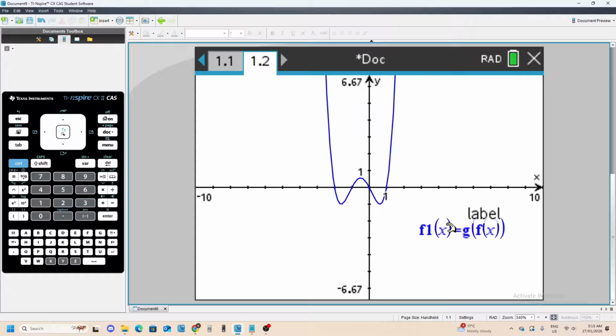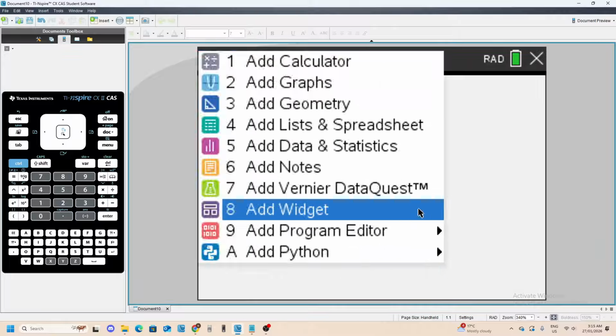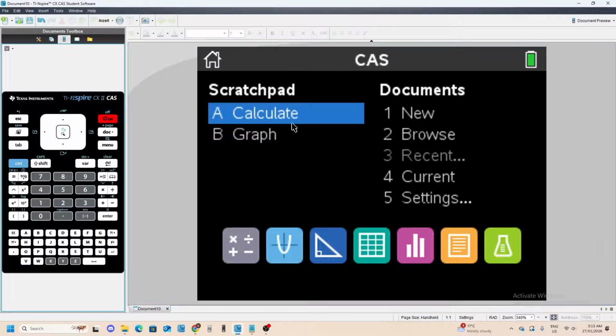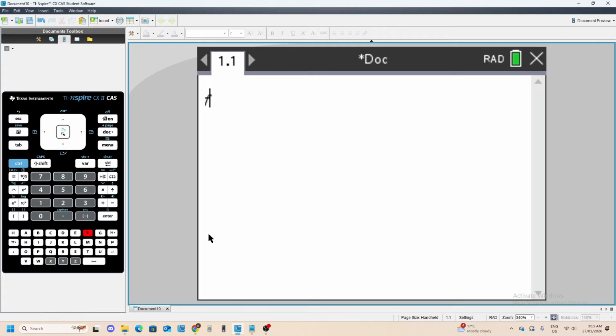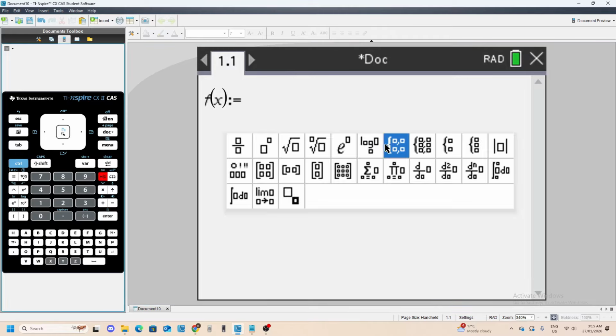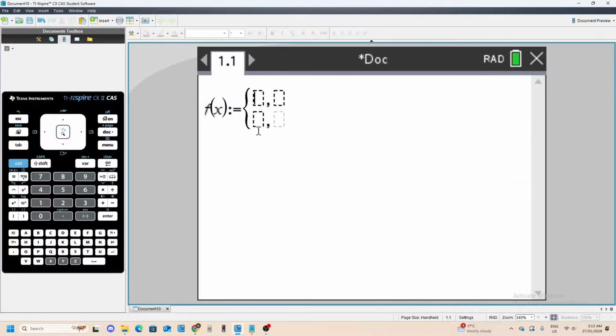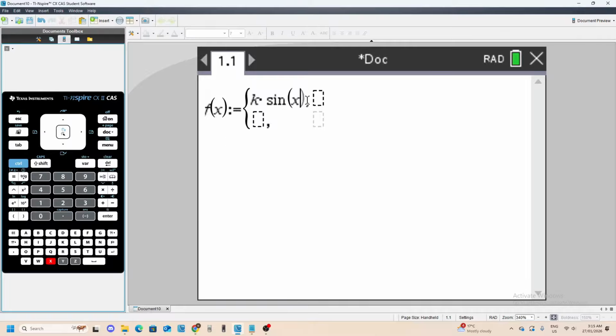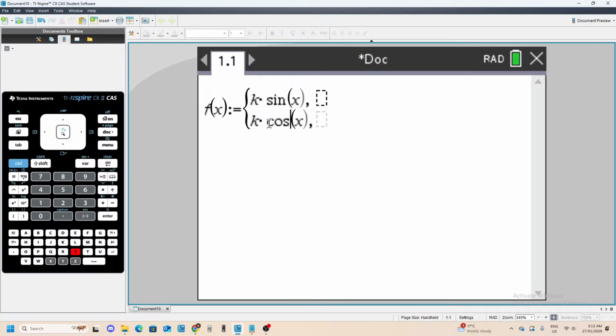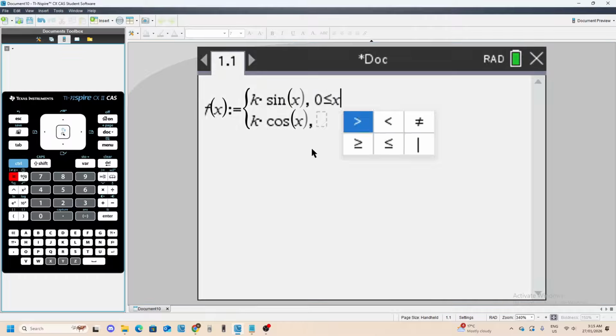Let's do that. I'm going to go to Control N and delete that. Sorry, what did I do there? And let's go. So what I'm going to do is first define this function. That'll be basically k times sine x. Kind of copy that. Put that there. The next one is cos x. Then this one here is 0 less or equal to x less or equal to pi over 2.